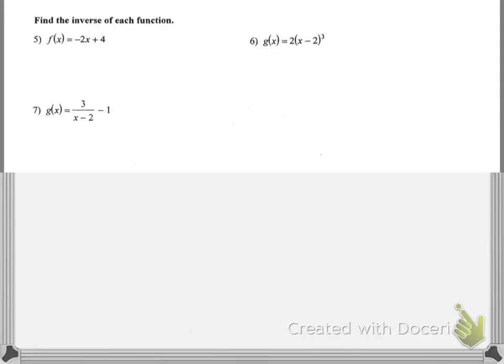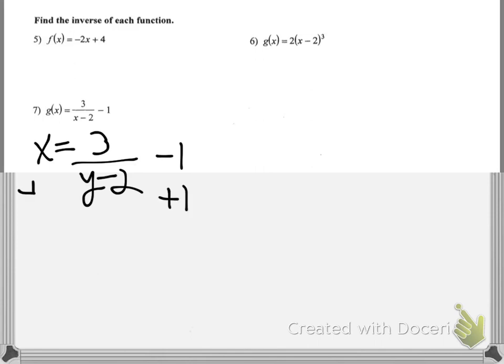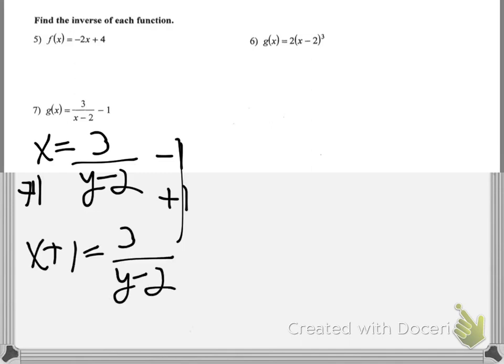Starting from number 7 again, I could put the y here, but then we're going to pull the switch anyway, so I'm going to put x instead equals 3 over y minus 2, plus 1. Minus 1. And then from there, I'd probably get rid of that minus 1 actually. So if we were there, I'd go plus 1 to get rid of the 1 on that side. Now we have x plus 1 on the left equals 3 over y minus 2.